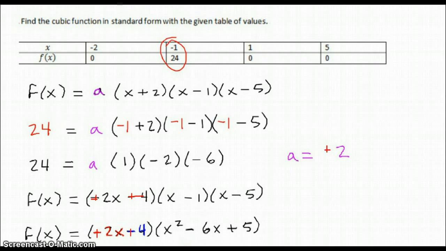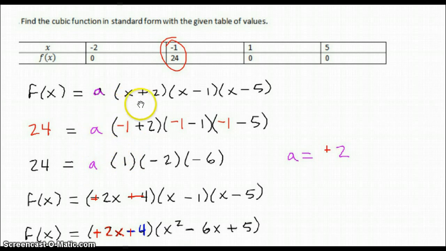So this next one, we want to see what the function is doing. We want to find the cubic function in standard form with the table of values. Well, we have these x values that give us y values that result in 0. So that gives us 3 factors. If we know the zeros, we know the factors. And then we have this other one here, and when negative 1 is x, y is 24. That is there to tell us what the possible a value is.